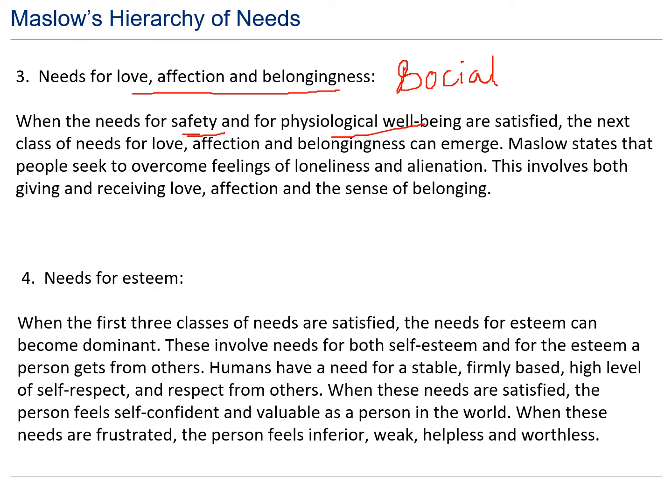Needs for esteem. When the first three classes of needs are satisfied, the need for esteem can become dominant. These involve needs for both self-esteem and the esteem a person gets from others. Humans have a need to be stable, firmly based, with a high level of self-respect and respect for others. When these needs are satisfied, a person feels self-confidence and their self-esteem is boosted, and the person also feels valuable in the world. But when this need is not satisfied, a person feels frustrated, inferior, weak, helpless, and worthless.